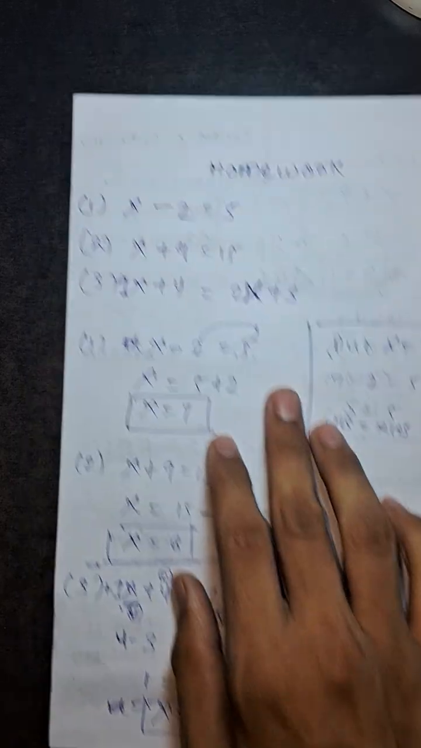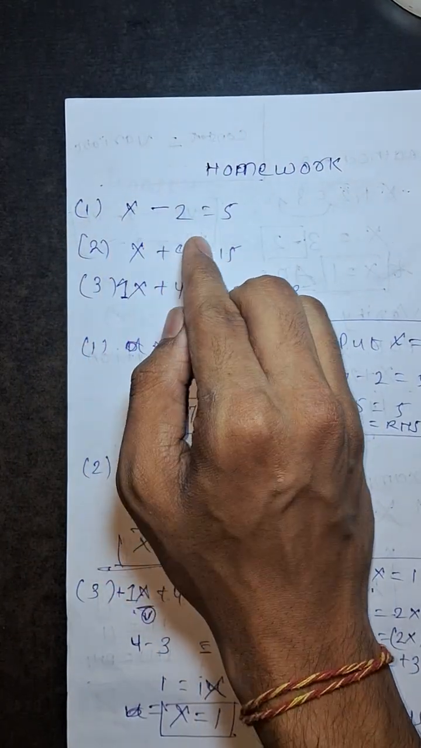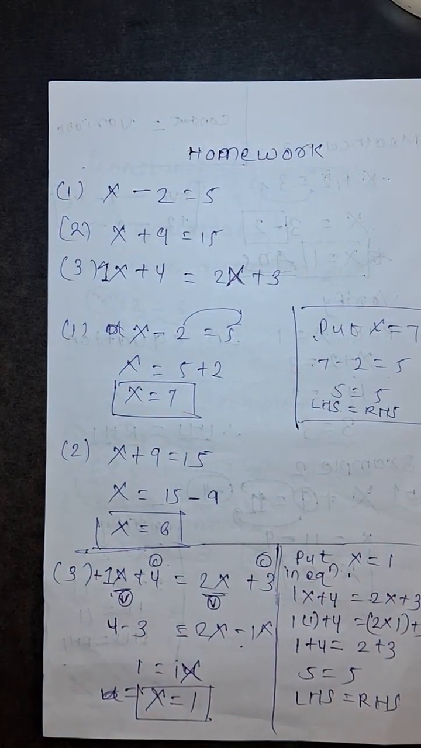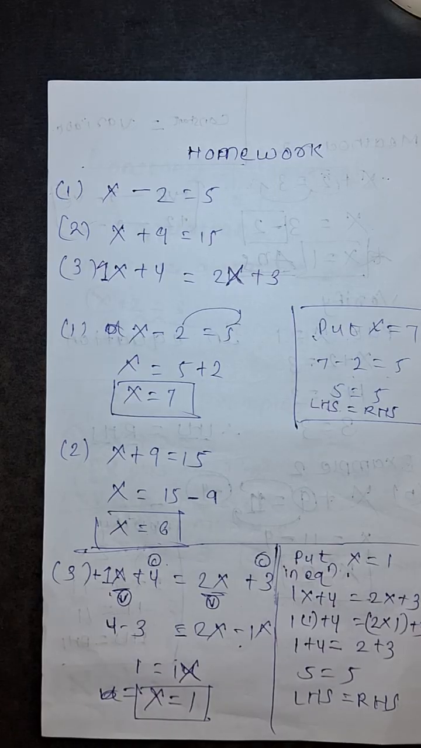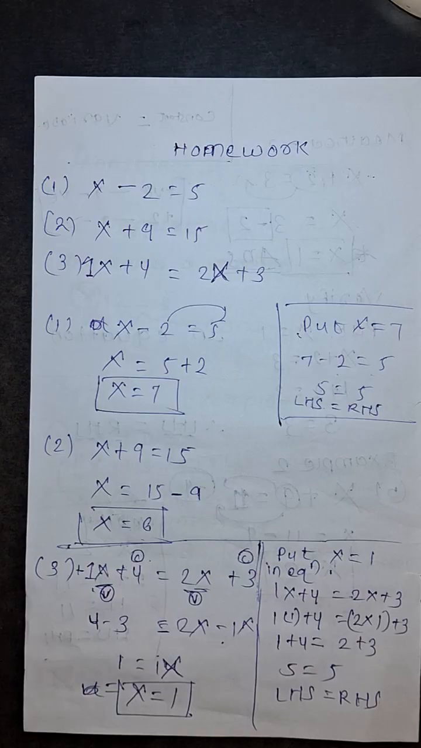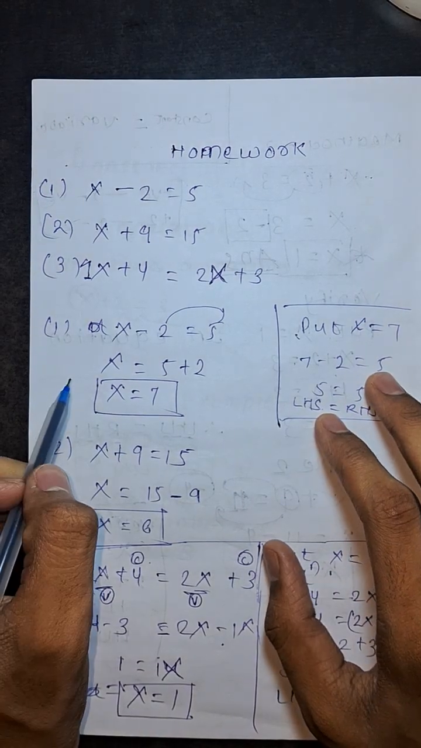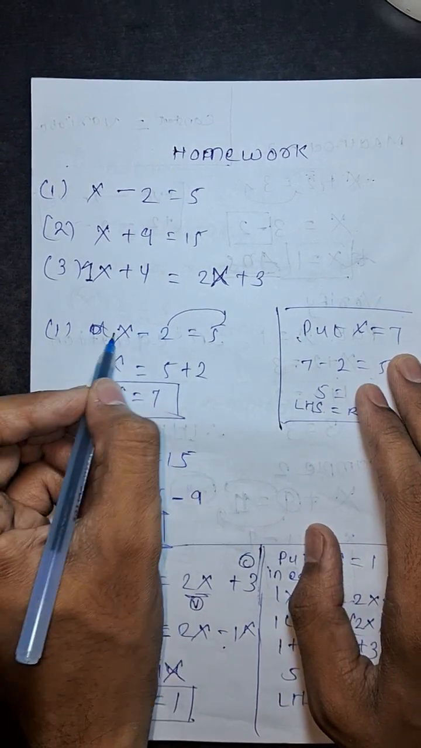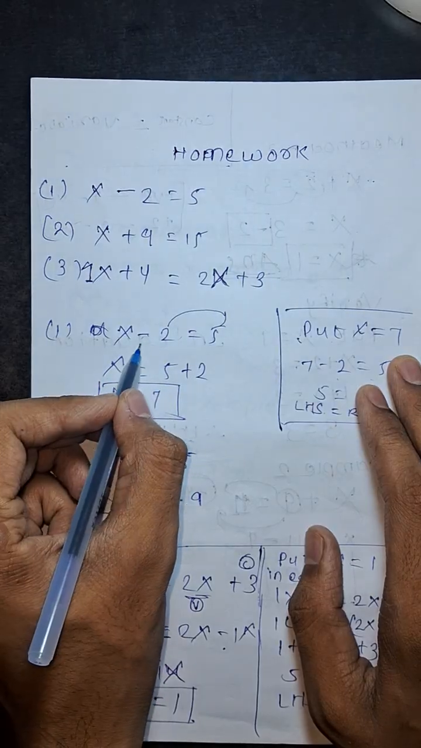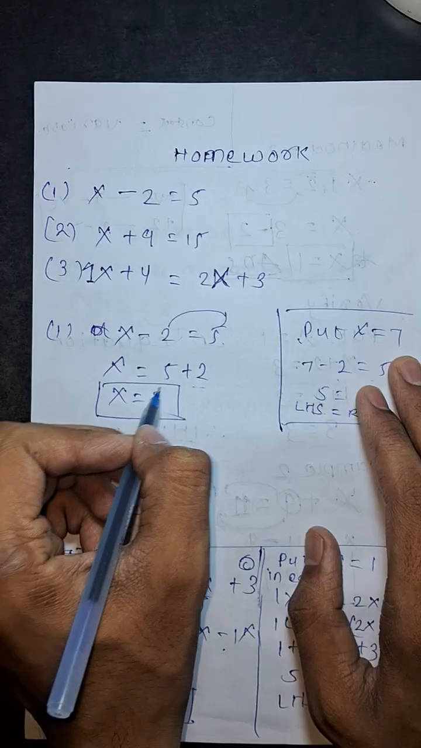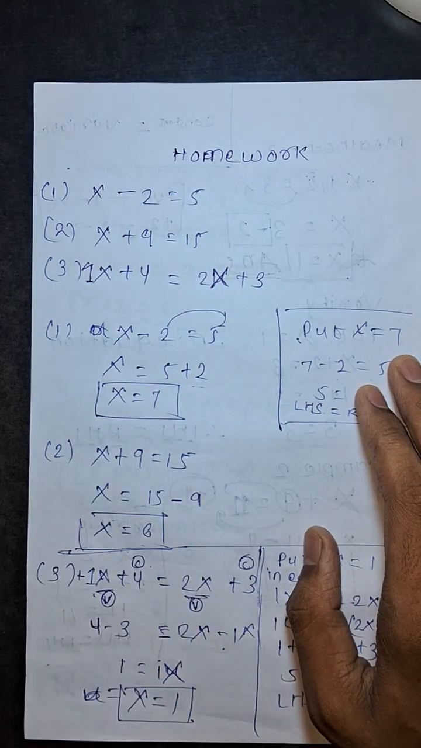Okay, so question 1 was x minus 2 is equal to 5. As I taught you earlier, we have to do one simple thing, that is put all the constants on one side and all the variables on another side. So we'll do the same thing here. We'll first take this minus 2 from the left hand side to the right hand side. So negative 2 will get converted into positive 2. Hence x is equal to 5 plus 2, that is x is equal to 7.